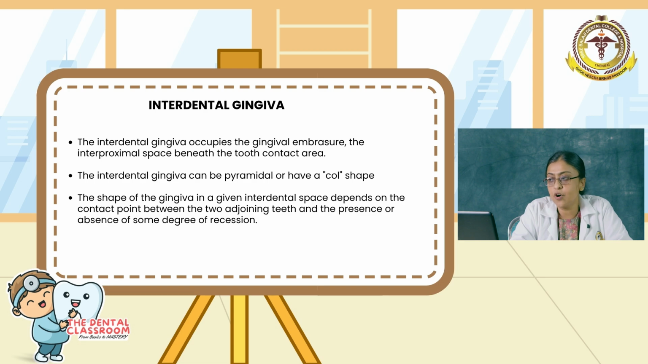The interdental gingiva occupies the gingival embrasure, the interproximal space beneath the tooth contact area. The interdental gingiva can be pyramidal or col shaped. The shape of the gingiva in a given interdental space depends on the contact point between two adjoining teeth and the presence or absence of some degree of gingival recession.